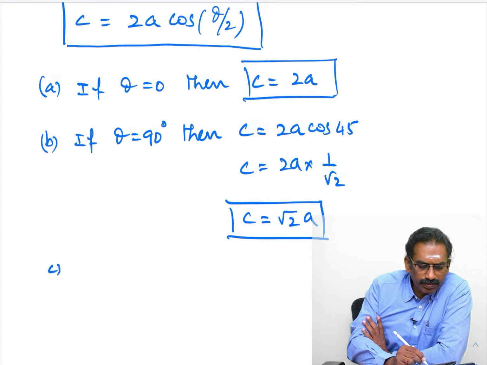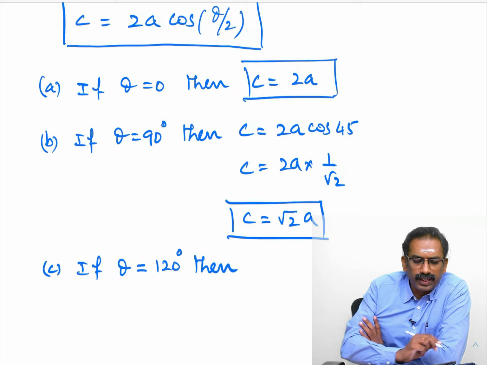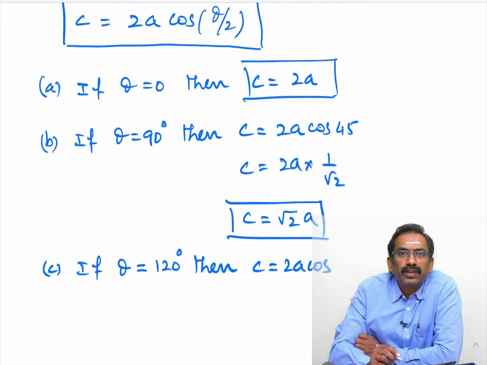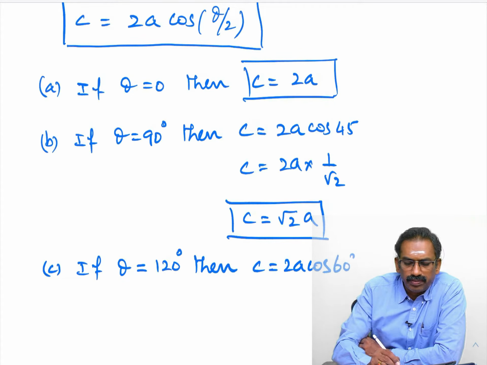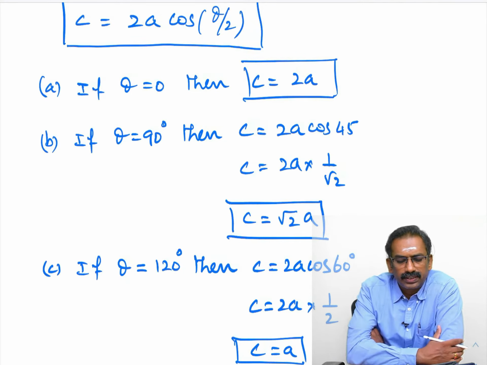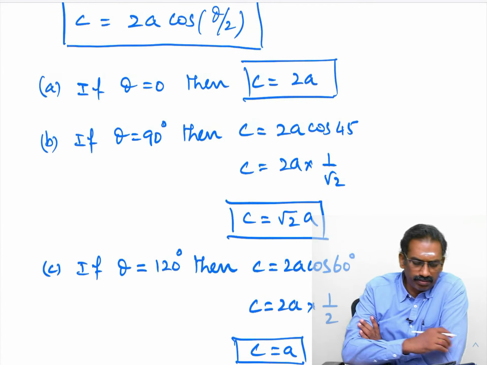Case C. If the two vectors act at an angle 120 degree, then C is equal to 2a cos 120 by 2, which is cos 60, so 2a times cos 60 is 1 by 2, then C is equal to a. If two vectors of same magnitude act at an angle 120 with each other, then the resultant is equal to any one of the magnitudes.